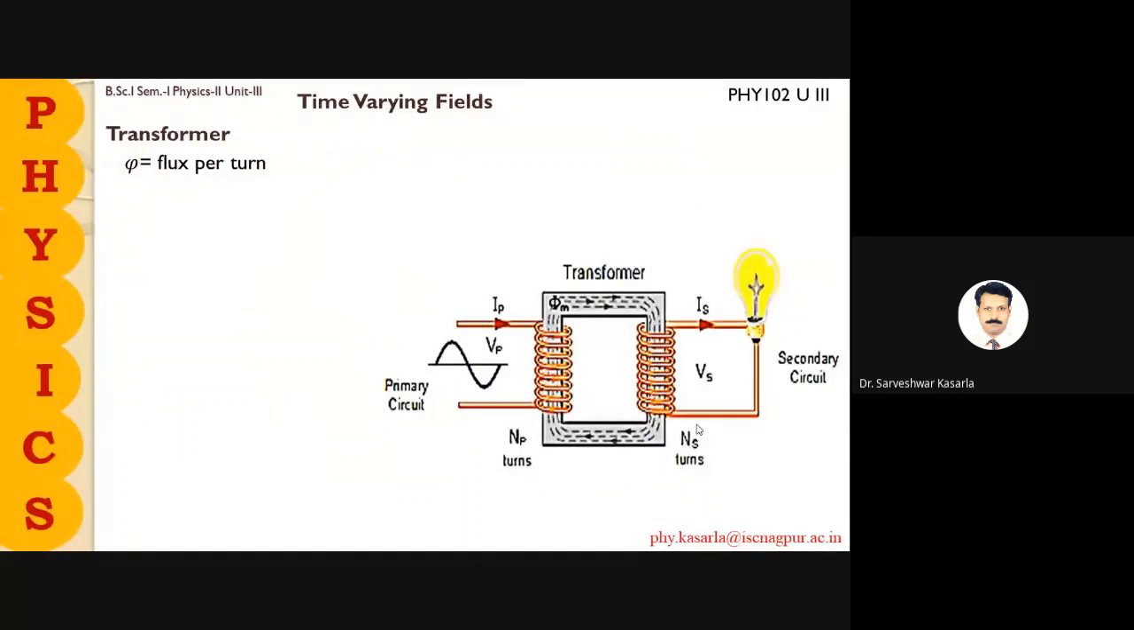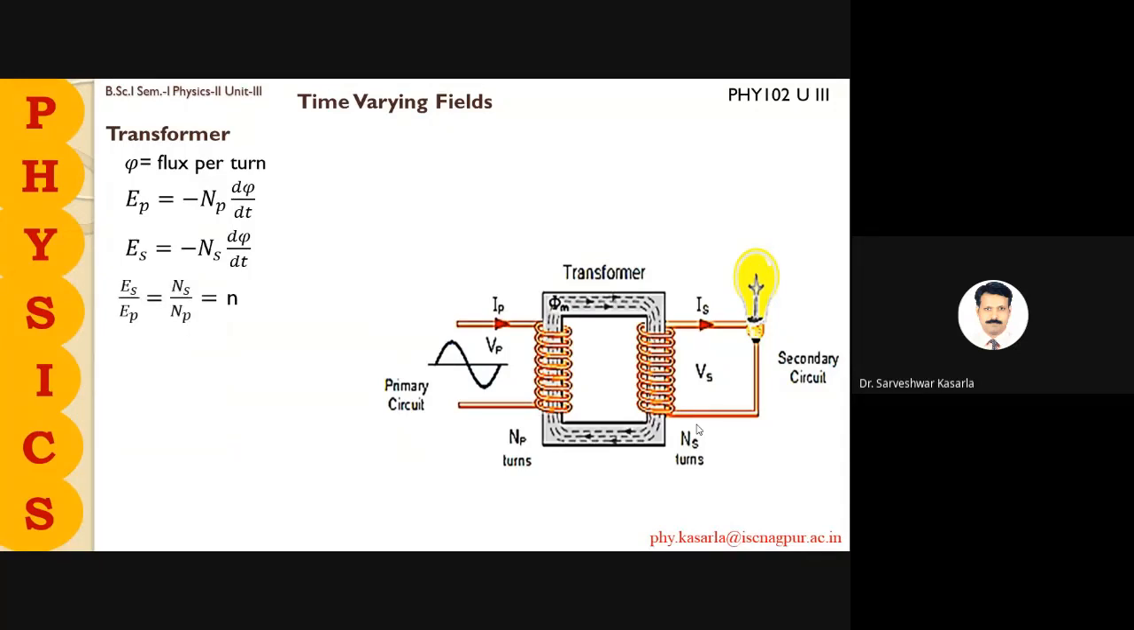So let us see the theory of the transformer. Let us say phi is the flux per turn. Okay. So we know the number of turns. So let us define phi is the flux per turn. So the total flux will be equal to number of turns into flux per turn. So EMF across primary will be equal to minus Np into d phi by dt. Okay. Similarly, EMF across secondary will be equal to minus Ns into d phi by dt.